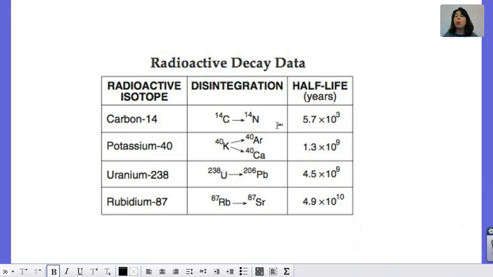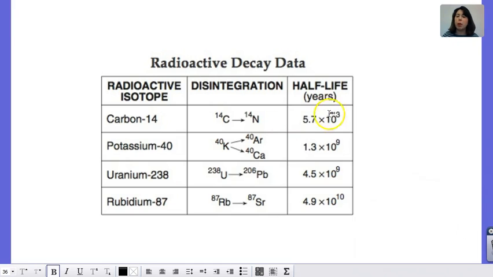Uranium-238, it will take 4.5 billion years for half of the isotopes present in the sample to break down. And rubidium-87, it takes 49 billion years for half of the isotopes present in that sample to break down. So you can see how long it takes for it to break down and decay. We will look for certain ones depending on what our needs are.